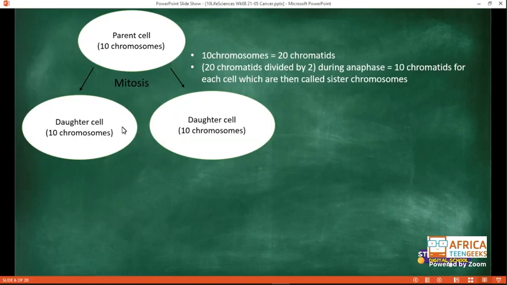So that is why we are saying the parent cell gives rise to 2 identical daughter cells, which have the same number and type of chromosomes as the parent cell. So that is how it is.